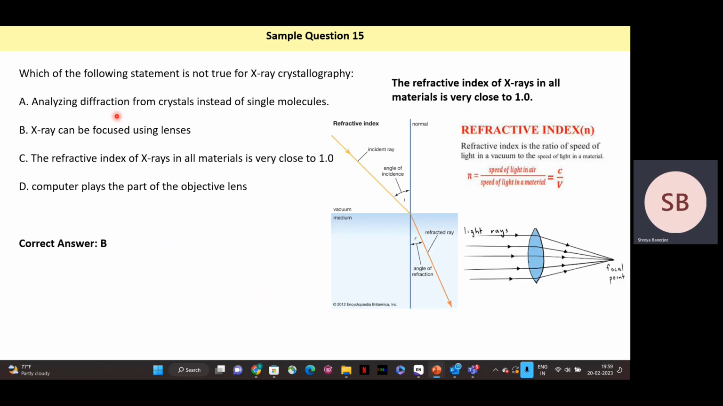As we had discussed, X-ray cannot be focused using lenses. Like in a normal light microscope, the light can bend and focus at a focal point. But in X-ray, because the refractive index is near 1, the light will not bend. The X-ray will not bend, and so it cannot be focused using lenses. So B is incorrect, that X-ray can be focused using lenses.